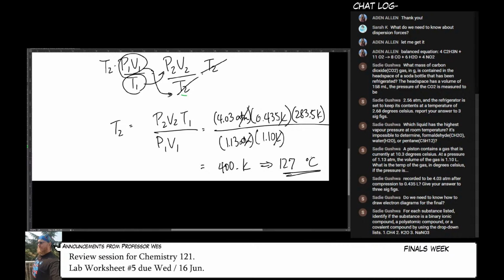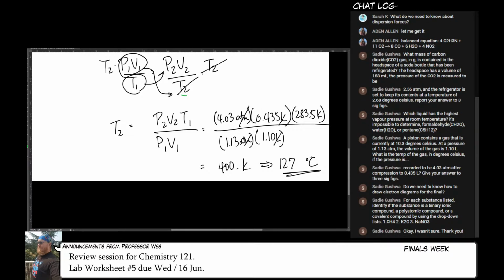Is the substance binary, ionic, polyatomic, or covalent? Remember that covalent compounds are nonmetals only, and ionic compounds are metals. So in those compounds listed there, you've got CH4, K2O, and NaNO3. There are no metals in CH4, so this must be molecular or covalent. Not sure which one it lists it as, but they're the same thing.